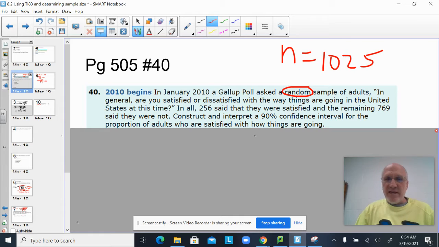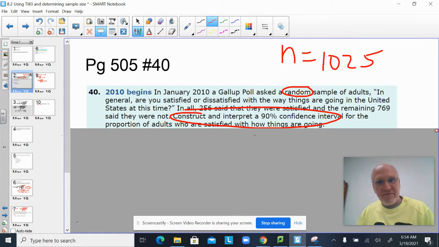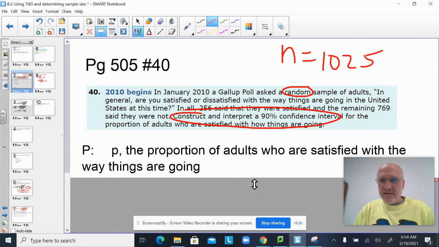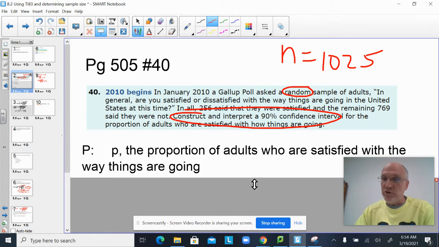So whenever you see construct and interpret an interval, you've got to think PANIC. You have to think that. So here we go. I've already done some of this. P is the parameter. So the parameter is P, the proportion of adults who are satisfied with the way things are going. Remember, the parameter we're trying to find the interval for is not p-hat. P-hat is my one sample proportion, which I will use to do the math. But the parameter is always just either P or mu. We haven't gotten to that. Section 8.3 is the mean. So that is the parameter.